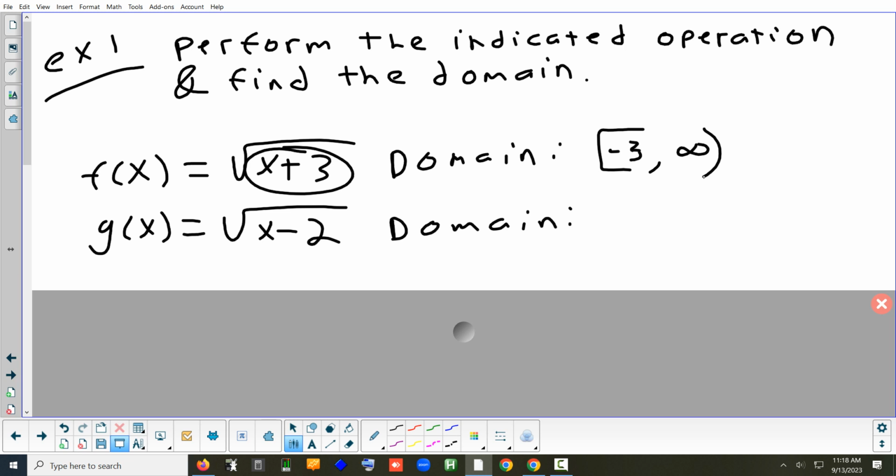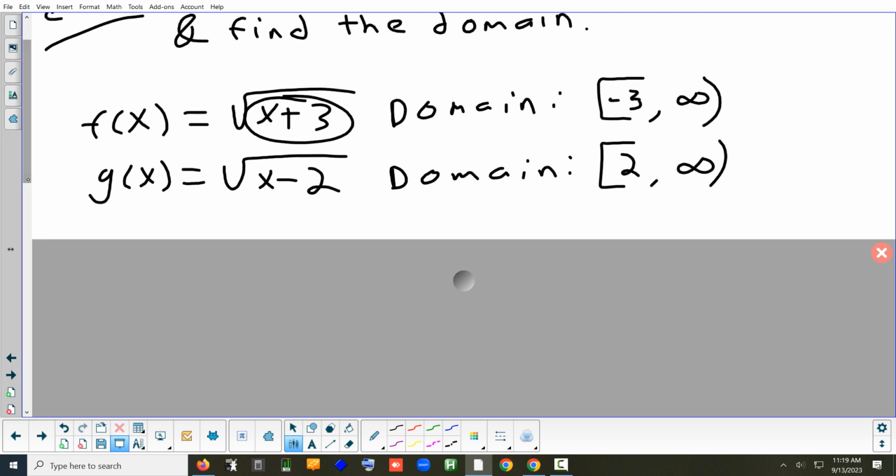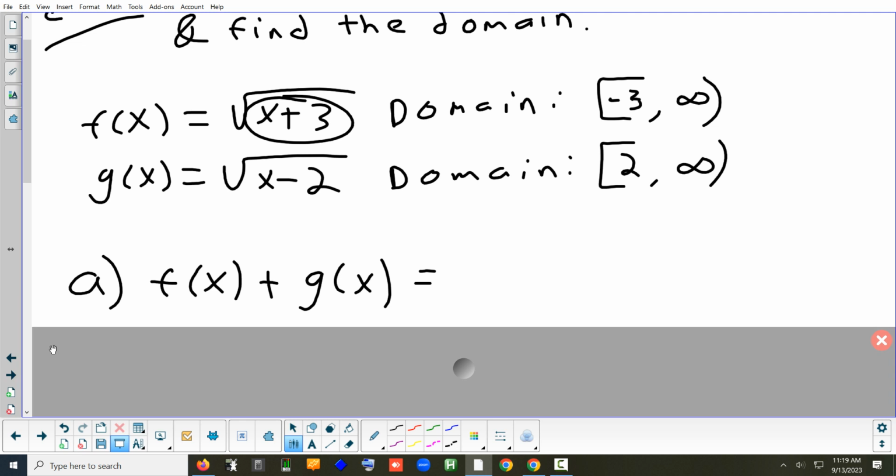What's the domain of g of x? What numbers could we pick for that? 2 and anything above that. So you can include 2? Yes, you can include 2, and it goes to infinity. Okay, so now we know the domain of each of the originals. Let's combine them first by adding.